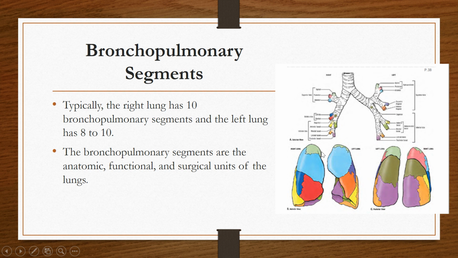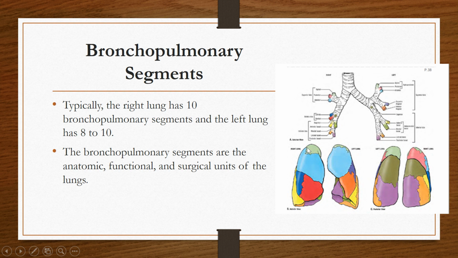What are bronchopulmonary segments? The bronchopulmonary segments are the anatomic, functional and surgical unit of lung. These are separate units of lung. If there is any disease which is present only in one segment, that will remain in that segment only, and only that segment can be resected surgically. So it will not spread to the other segments.